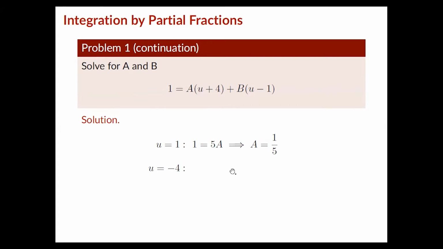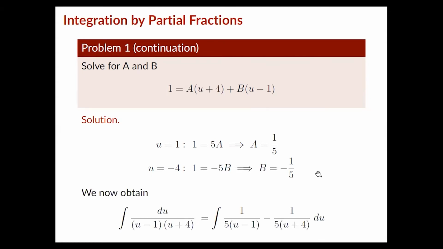Letting u to be equal to -4 makes a times u plus 4 equate to 0. So that matitira sa atin ang coefficient na b. And we have 1 equals -5b or simply b equals -1/5. So now we obtain this integral as this representation.